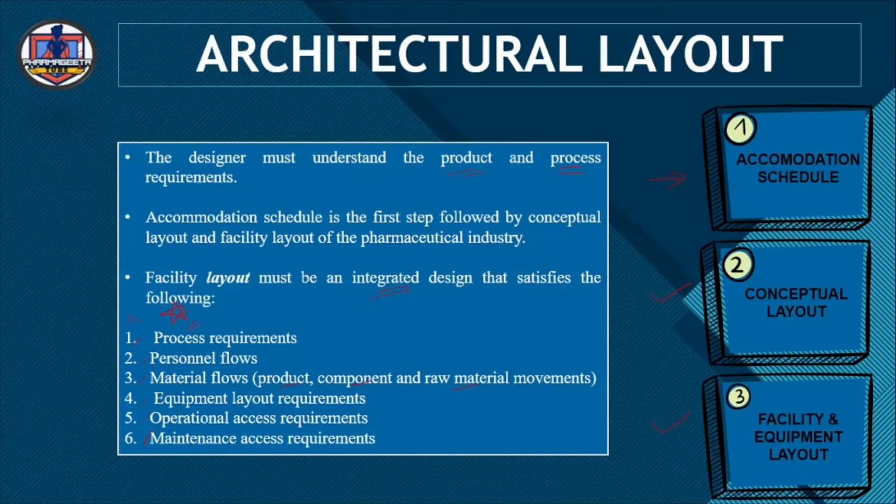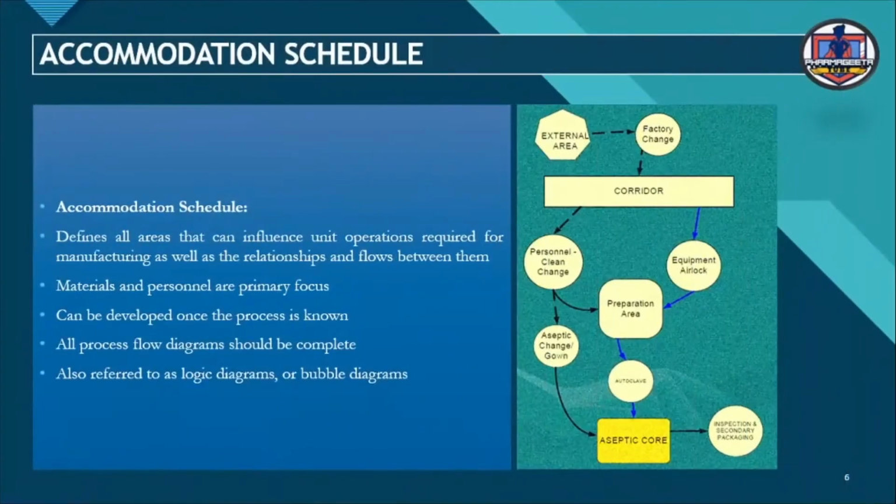So proceeding to the next part of the slide is the first type of architectural layout, that is accommodation schedule. So now if we ask what does accommodation schedule mean, it defines all areas that can influence unit operations, every single unit operation actually required for manufacturing, as well as the relationships and the flows between them. Likewise, you can see in the diagram relationship, flows. It is a flow chart of a particular process of manufacturing.